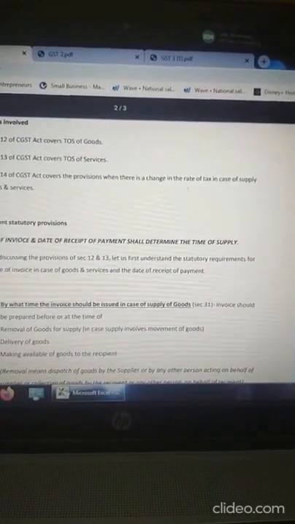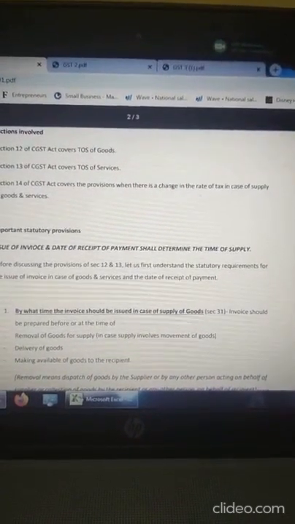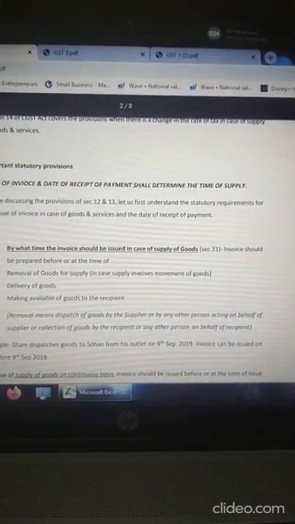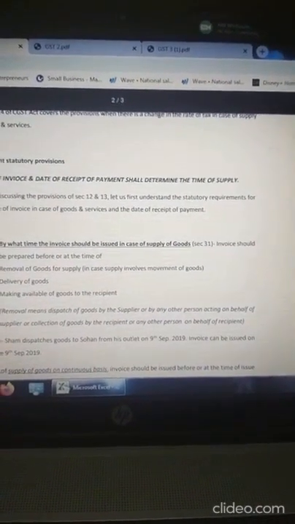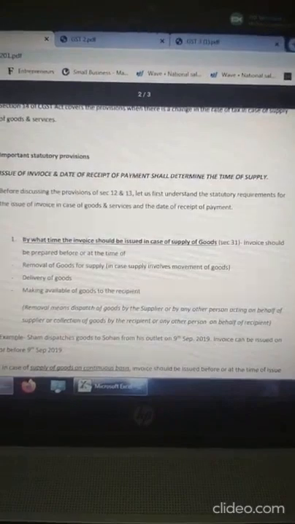Important statutory provisions: issue of invoice and date of receipt of the payment shall determine the time of supply. Before discussing the provisions of section 12 and 13, let us understand the statutory requirement for the issue of invoice in case of goods and services, and date of receipt of payment.